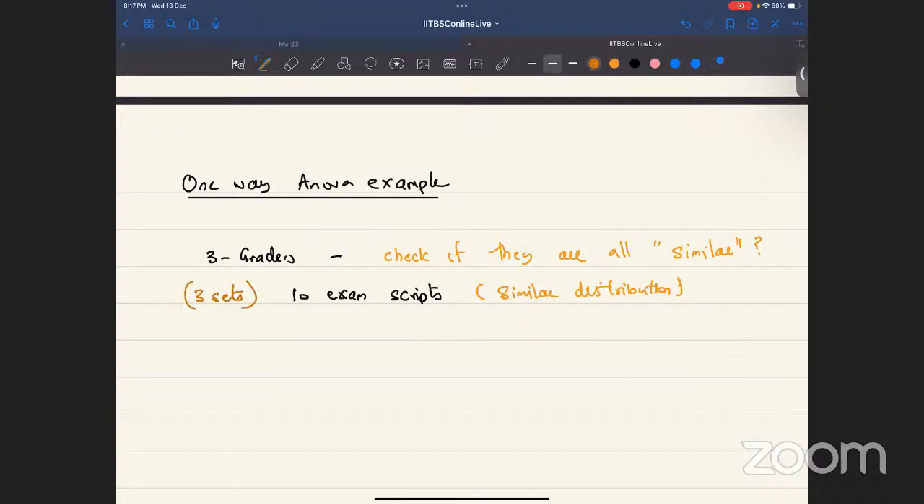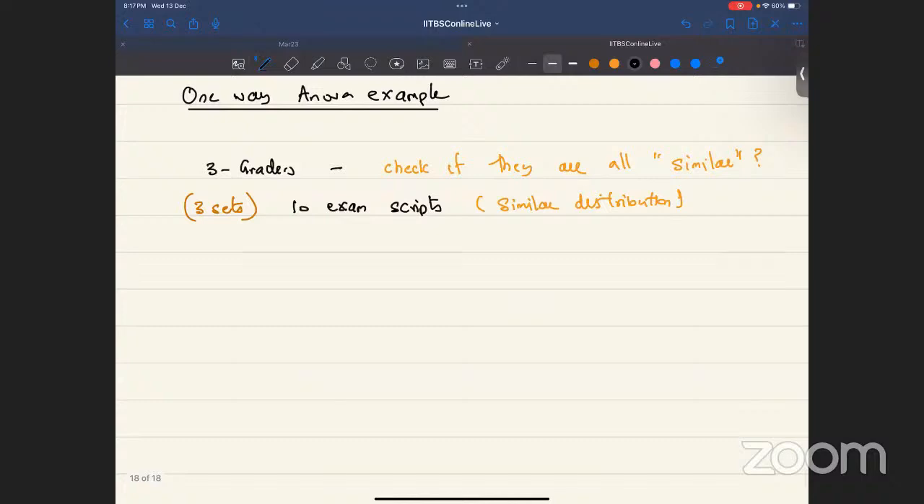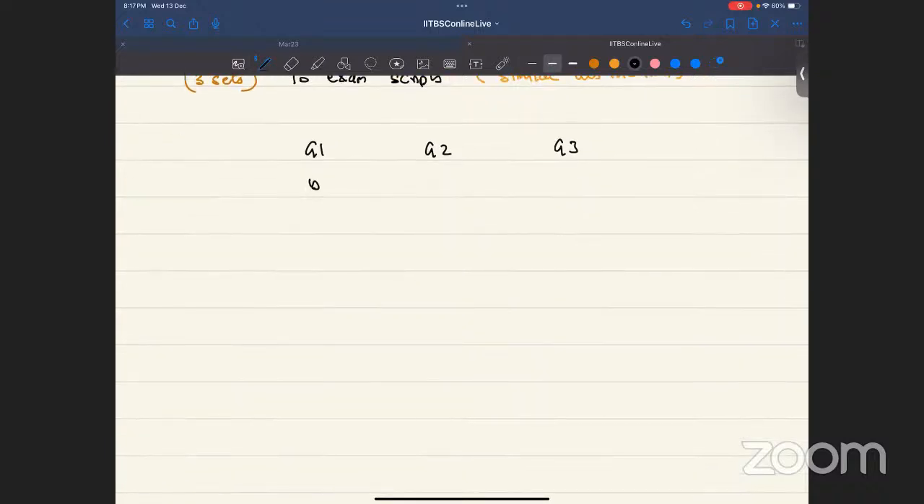Out of 3 sets, I would give 1 set to each grader. So grader 1, grader 2, and grader 3 would get 1 set each. And each one would record their scores. Let's say Y11 is the recorded score of the first grader. So here, since I'm putting Yij's, I'll keep this as Y12. This is Y110. And the second person would give the scores Y21 all the way to Y210. And this person is Y31 all the way to Y310.